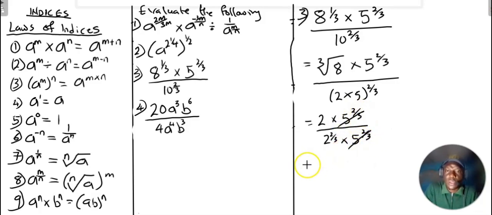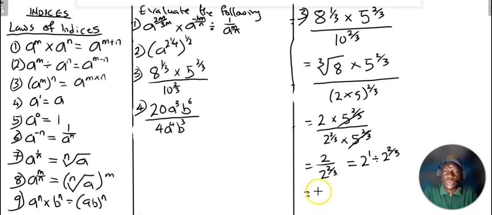They will cancel out, and you are left with 2 over 2 raised to the power 2 over 3. And this is equal to 2 raised to the power 1 divided by 2 raised to the power 2 over 3. Now you have that, you are going to apply the second law here, which means that their powers will subtract. So it's going to be 2 raised to the power 1 minus 2 over 3.